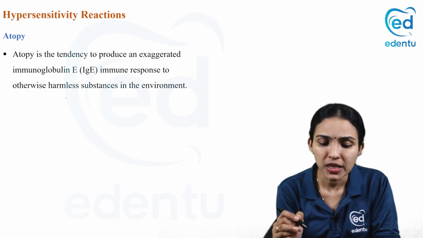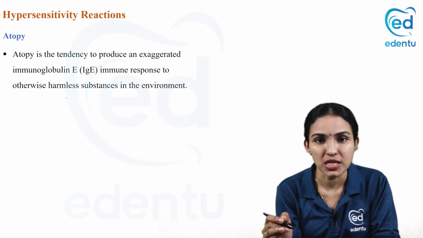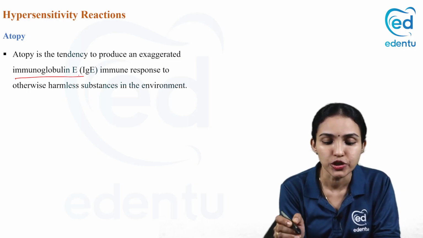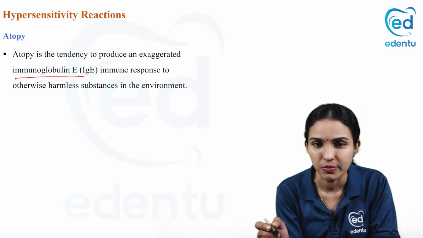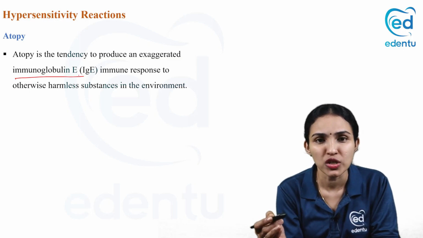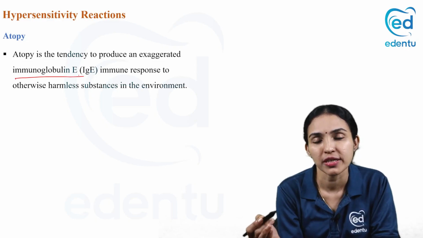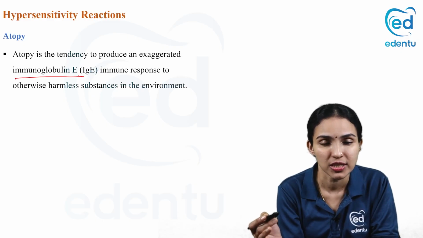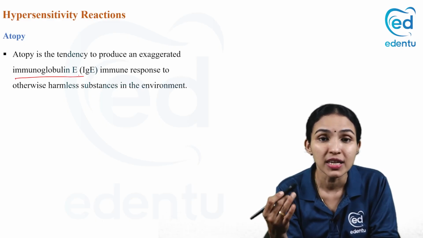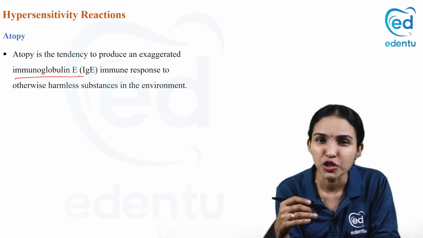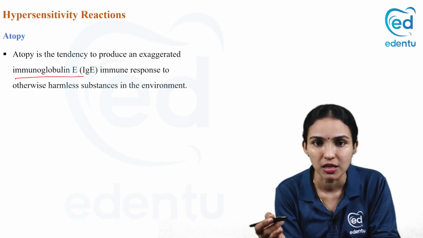So then what is atopy? Atopy is an exaggerated response. What response? Production of IgE to an otherwise harmless substance in the environment. Most of us may be exposed to dust and pollen, but most of us don't elicit any exaggerated reaction, while some will have an increased response. This is because they produce an exaggerated IgE response to otherwise harmless substances.